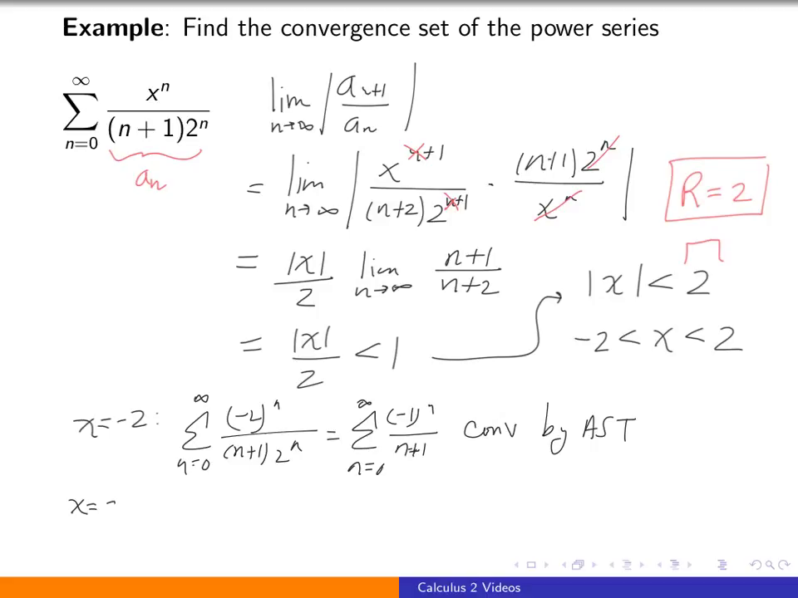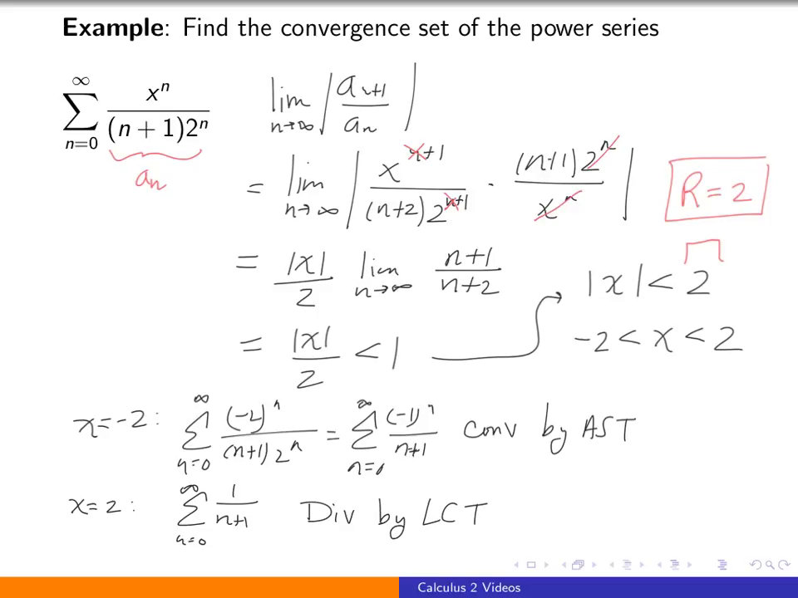Similarly, for x equals 2, we replace x with a 2. When you plug in x equals 2, you have 2 to the n in the top, 2 to the n in the bottom. Very conveniently, they cancel. And what we're left with is the sum from n equals 0 to infinity of 1 over n plus 1. And thinking back to our familiar tests, this will diverge. We would like to use a comparison test, but as you can check, the inequality does not work out correctly, so we have to move on and use the limit comparison test.